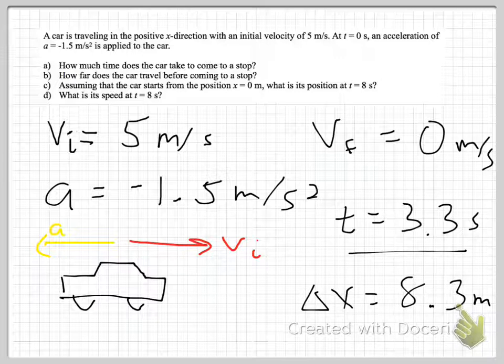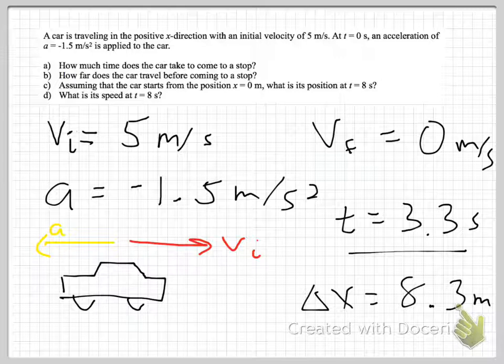But if the acceleration is indeed constant, that is to say, if it is continually applied even after the car comes to a stop, well, what's the car going to do? After it comes to a stop, the acceleration is in the direction to the left, and the car will then start to move to the left.